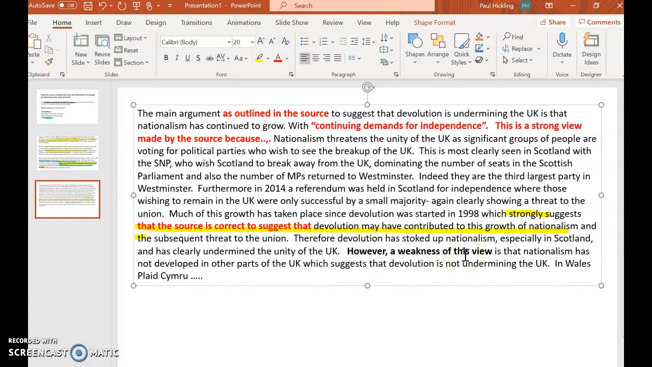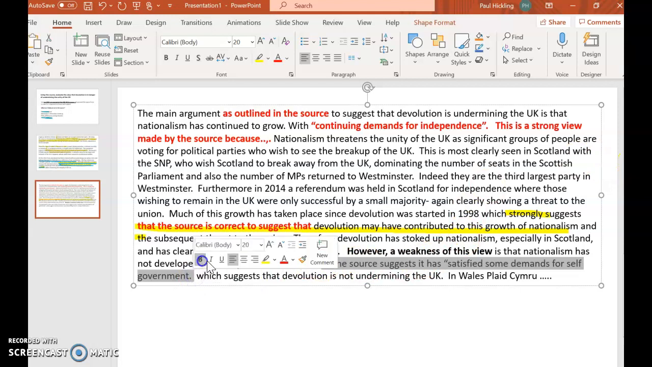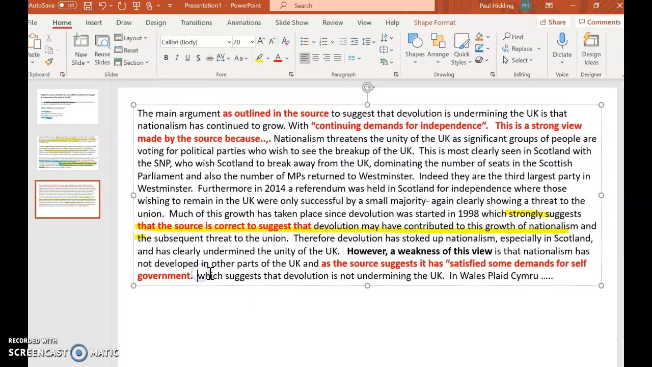However, a witness of this view. And again, I need to use it from the source. So we identified before that the source says that it satisfies some demands for self-government. So, however, a witness of this view is that nationalism has not developed in other parts of the UK. And as the source suggests, it has, and what was the quote? "Satisfies some demands for self-government." Okay, so again, I've used the source directly and now I would evaluate this.